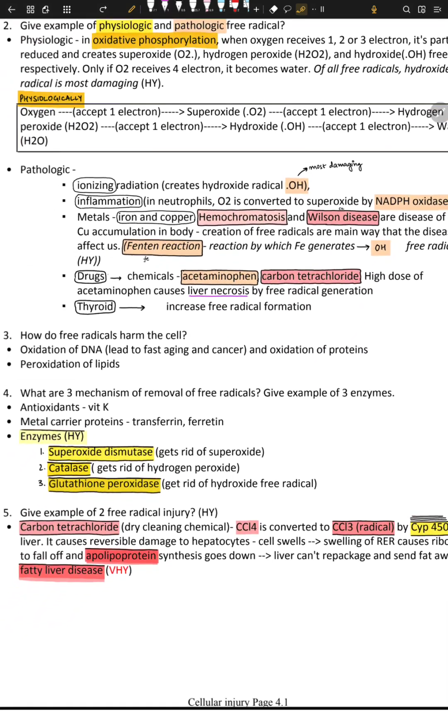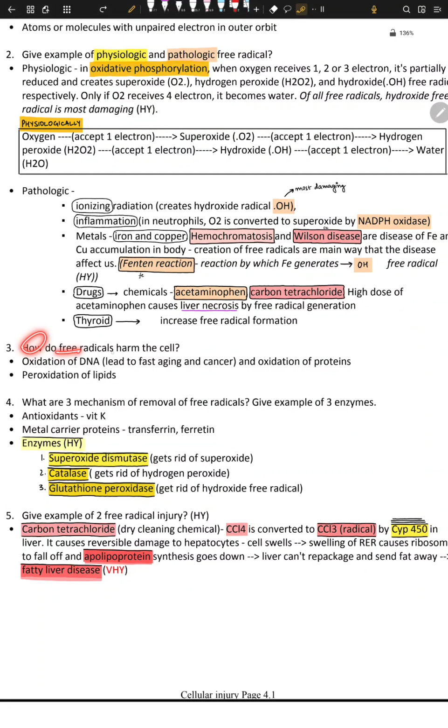How do free radicals harm us? Oxidation of DNA. Oxidation means adding an O into the DNA, which can lead to fast aging and cancer. Oxidation of protein, again, getting oxidized means getting messed up. Peroxidation of lipids, where the lipids can be destroyed.